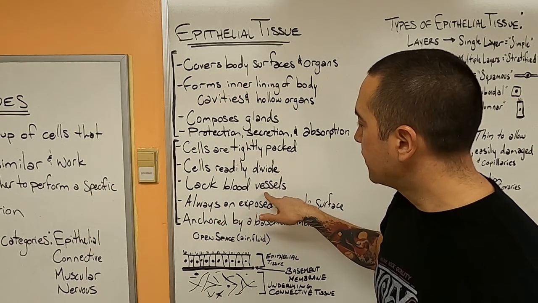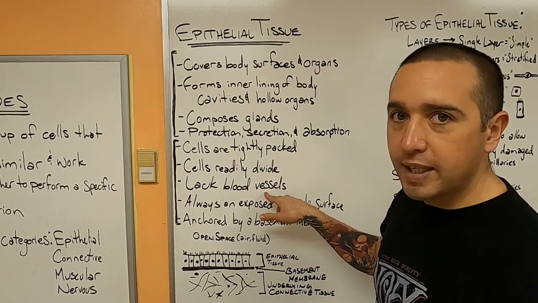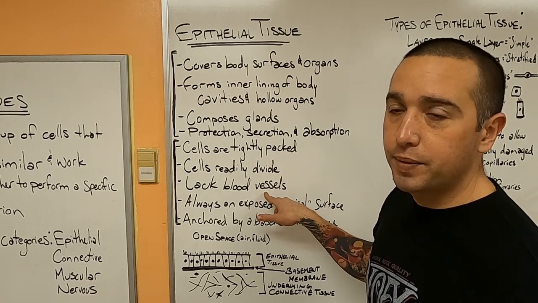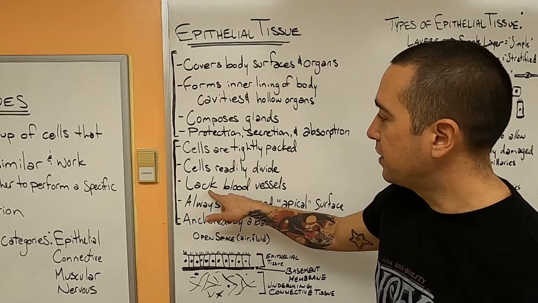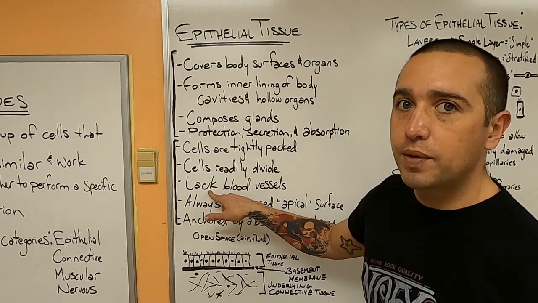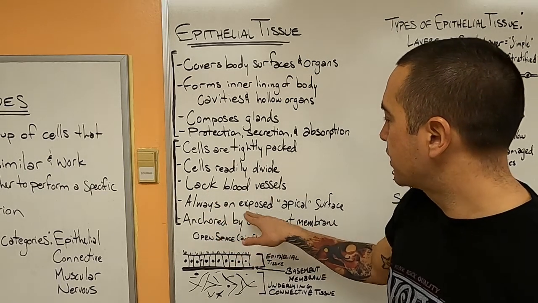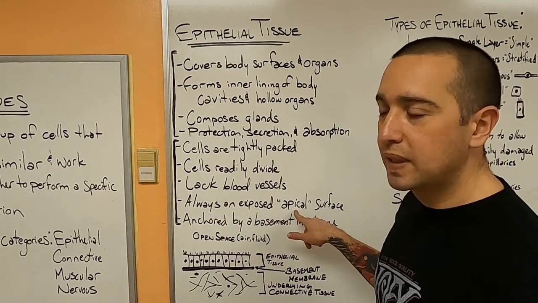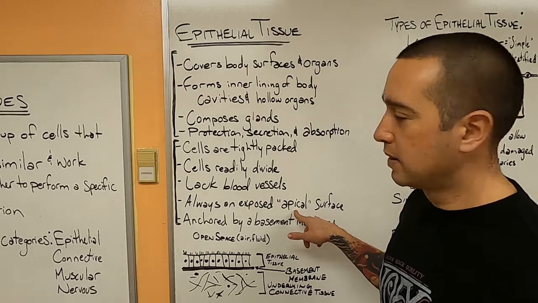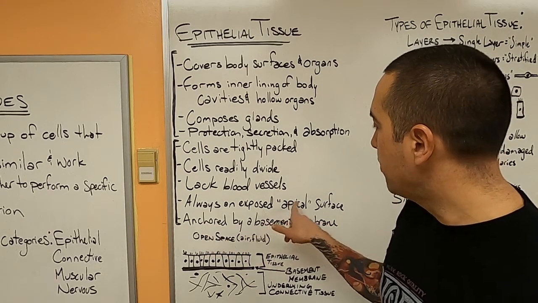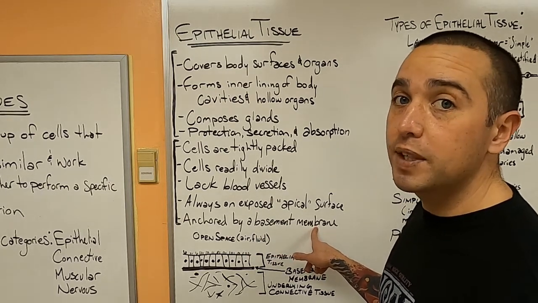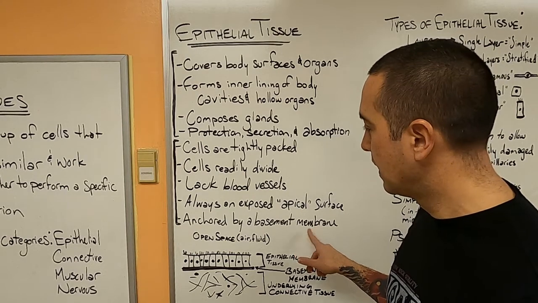Typically, it will lack blood vessels. Now, that's a generalization because blood vessels are made partly of epithelial tissue. But if the epithelial tissue is not part of a blood vessel, it will lack blood vessels. The nutrients, though, can diffuse through them. There's always an exposed surface called an apical surface, and that is going to be exposed to a fluid or to air. Opposite the apical surface, it's anchored by a basement membrane to whatever is underneath it, typically connective tissue, though sometimes muscle tissue.